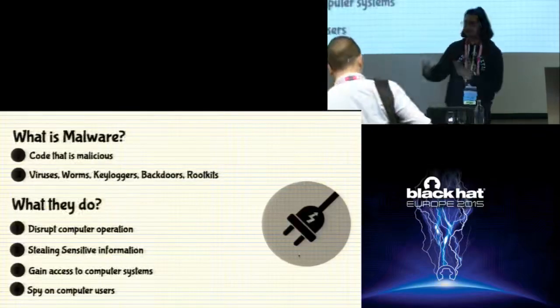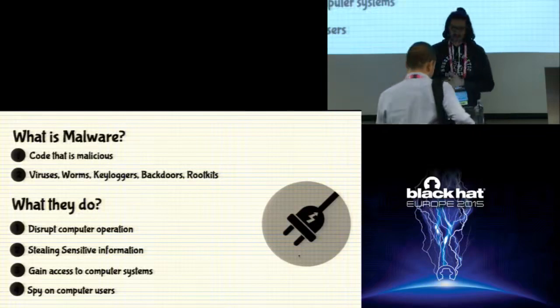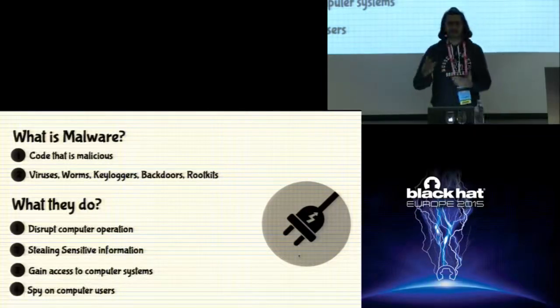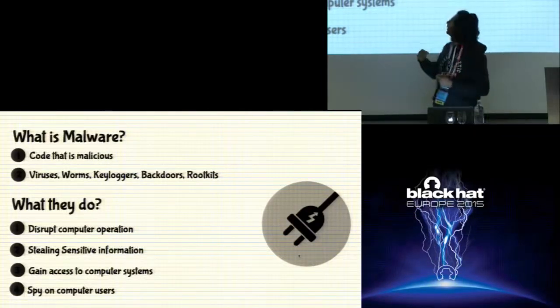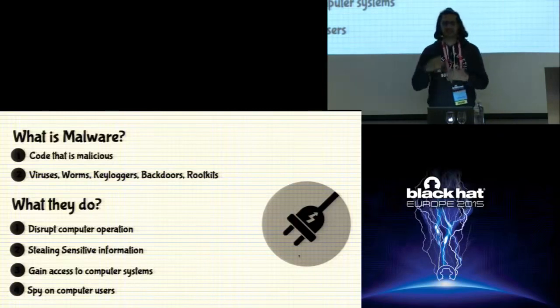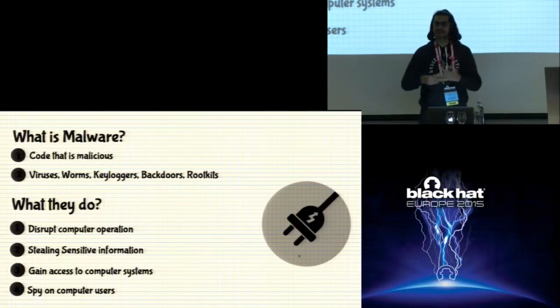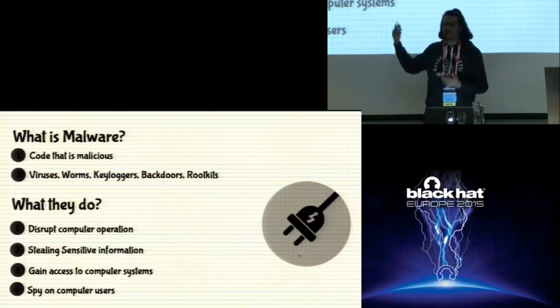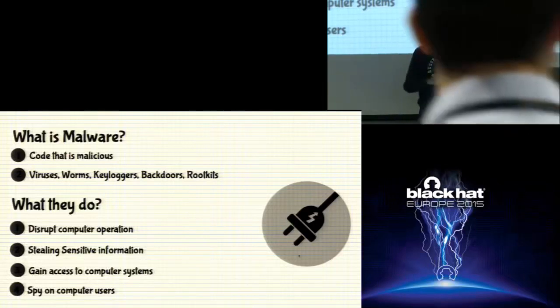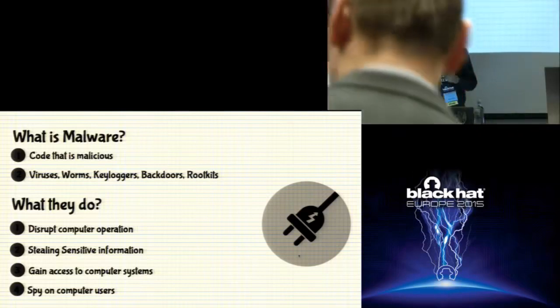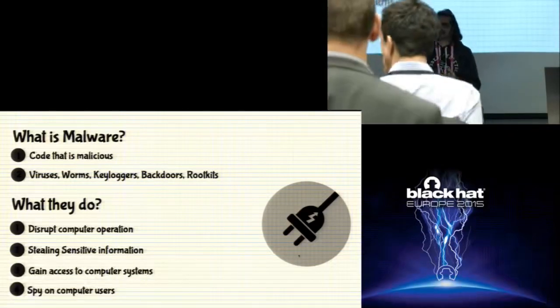So, what is malware? I'm going to quickly skim over this slide. Malware is code that is malicious. It can get into your system without your consent, so it can come in via a spear phishing email, or via a watering hole attack or drive-by downloads. What they normally do is disrupt your computer operation. They steal sensitive information from your system. They can allow attackers access to the system.